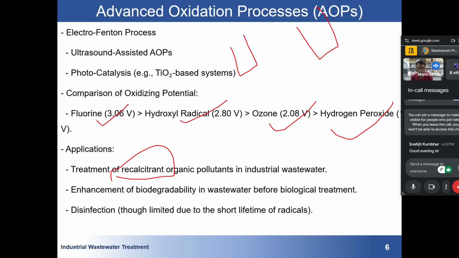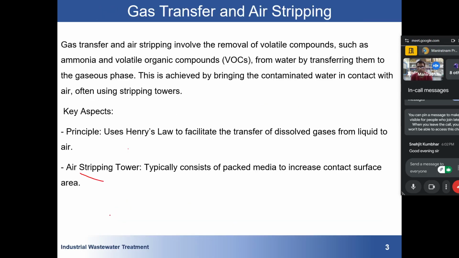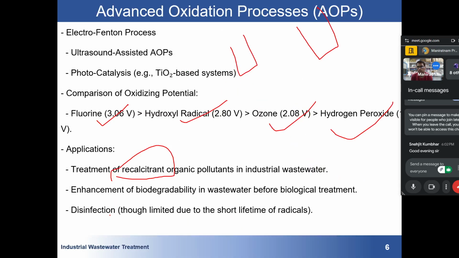Disinfection, though limited due to short time, is also used. You might have heard UV is used for disinfecting. Disinfect means we use it to kill bacteria or any pathogens. We know that UV is used, and H2O2 is also used to kill pathogens. So these were some of the details about gas transfer and advanced oxidation processes.